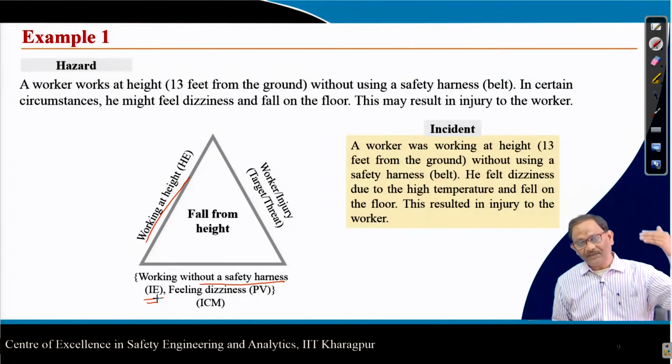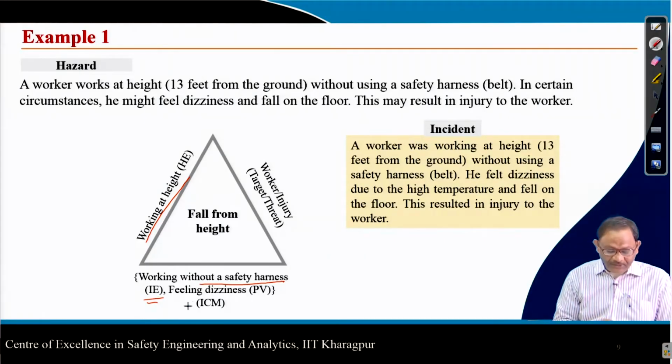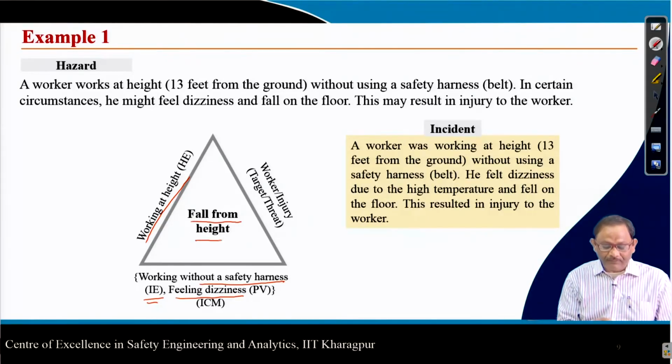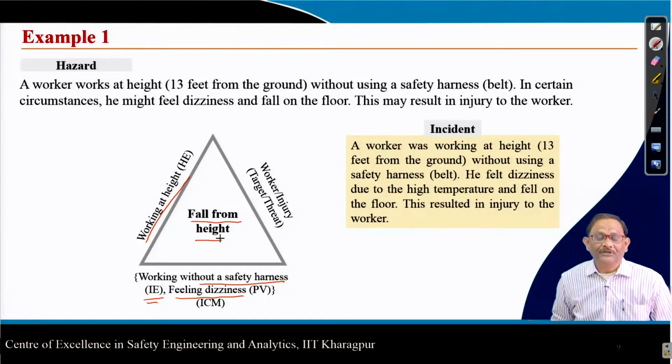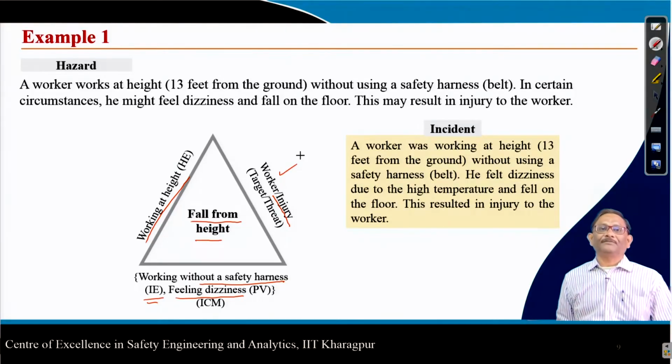And because of the height, maybe some other risk factors like temperature, or a sudden change in health condition, all those things may lead to a feeling of dizziness. So this is the pivotal event, and these two ultimately lead to the accident, which is fall from height. The accident of fall from height ultimately poses the threat of injury, and here it is related to workers.